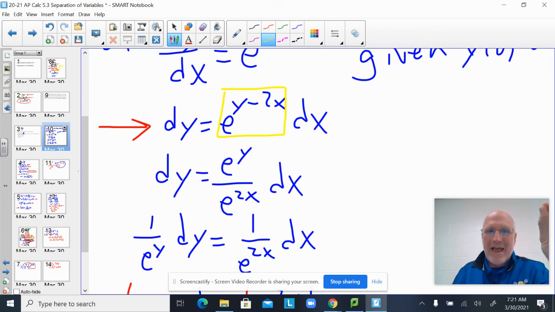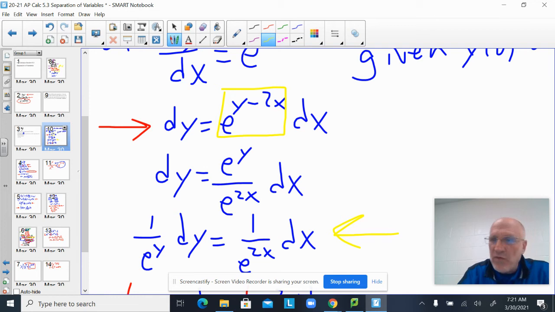But by writing it like that, now I can separate the variables, which means the e to the y on the right side, I have to move to the left side by dividing by e to the y. So that's where this line comes from. I have 1 over e to the y dy equals 1 over e to the 2x dx. I have successfully separated the variables.